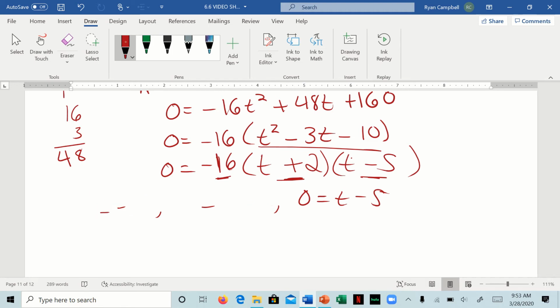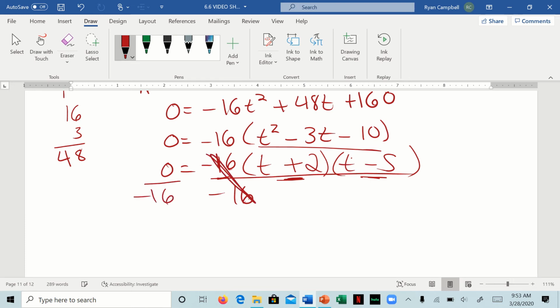Another way you could do it is from the beginning, you could divide out negative 16. So if we divide everything by negative 16, since it's a product, right? The same way that we would divide a 2, and it doesn't affect anything. It would just be 0 equals t, right? We could also do it that way. If we divide everything by negative 16, we're just dividing this, right? So we end up with 0 equals t plus 2, t minus 5.